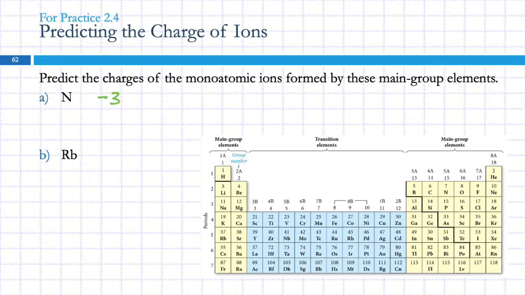If we're going to write the symbol for the ion, we're going to write the element symbol, and we're going to write the charge as a superscript with the number first and the sign after. So that's the nitrogen ion. What about rubidium? +1, because it's in group 1. Okay, so that has a +1 charge, and the symbol would be rubidium with just a plus sign, because chemists don't like to write the number 1 unless they have to. Any questions?